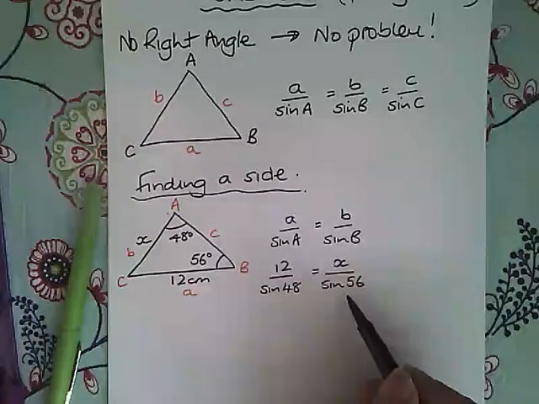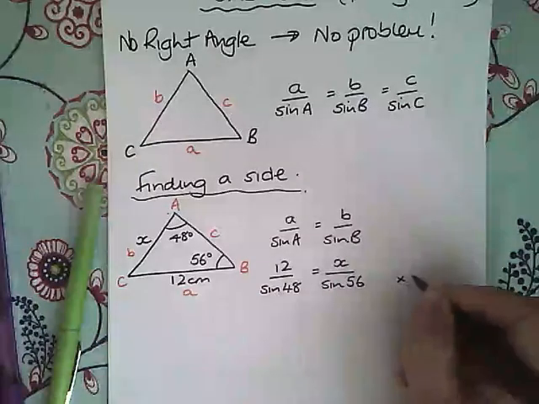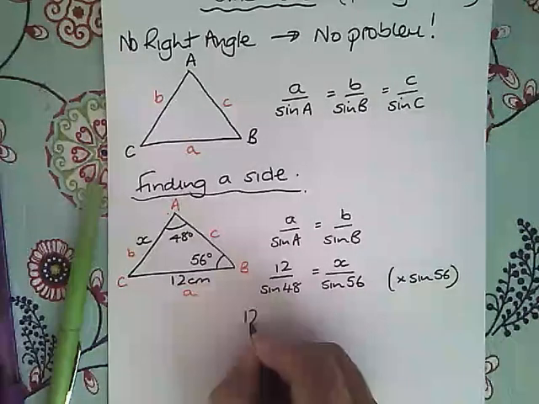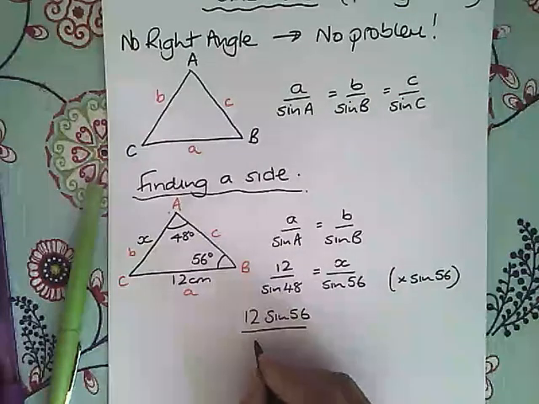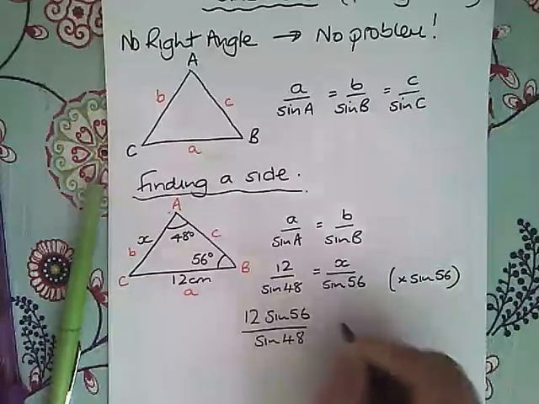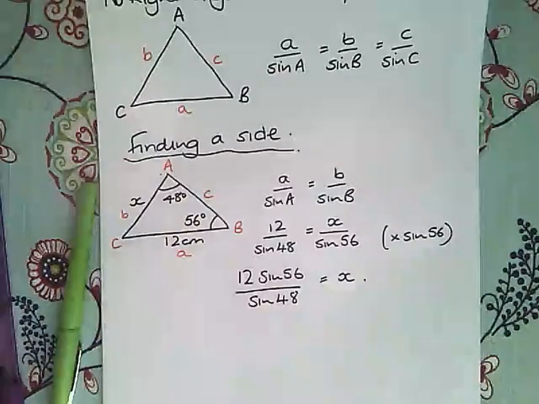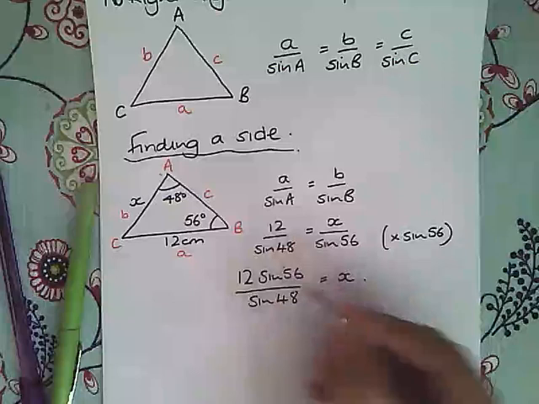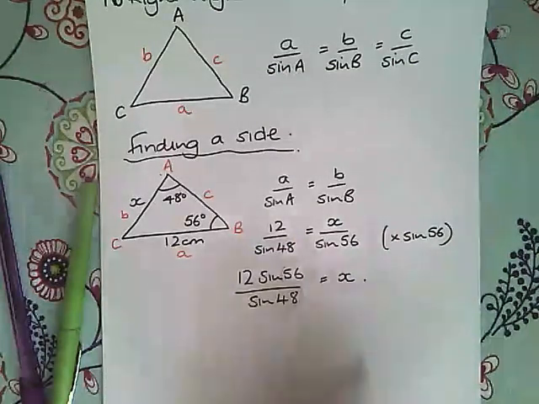What happens then is that brings this sine 56 up onto the top of this fraction. So I'm multiplying by sine 56, that's just a number, and I would have 12 times sine 56 over sine 48, and that is equal to x. And then I just put that into my calculator exactly like that. Probably on your calculator it will put a bracket around the number here. So when you press the sine button, it will open a bracket, and then you need to close it. Put it on a fraction, same here, it will open a bracket and you need to close it.